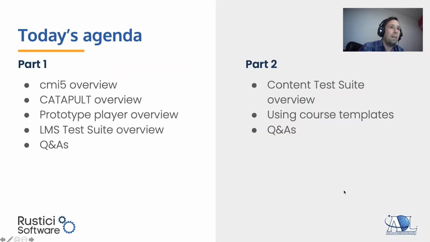Great. So basically, as Liz said, there's going to be two parts that we're going to be tackling. Brian's going to talk about the cmi5 overview, Catapult overview, the prototype player that they developed, and the LMS test, and then some questions and answers. And George is probably going to be supplementing that a little bit. And then part two is going to be talking about more of the test suite itself and the application of it using course templates that we developed.